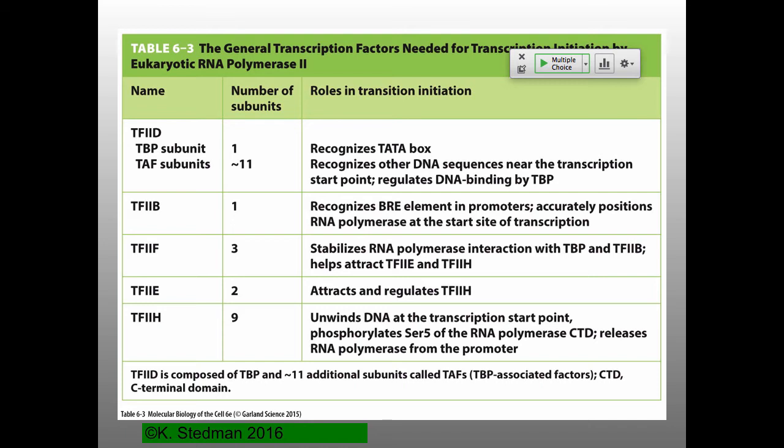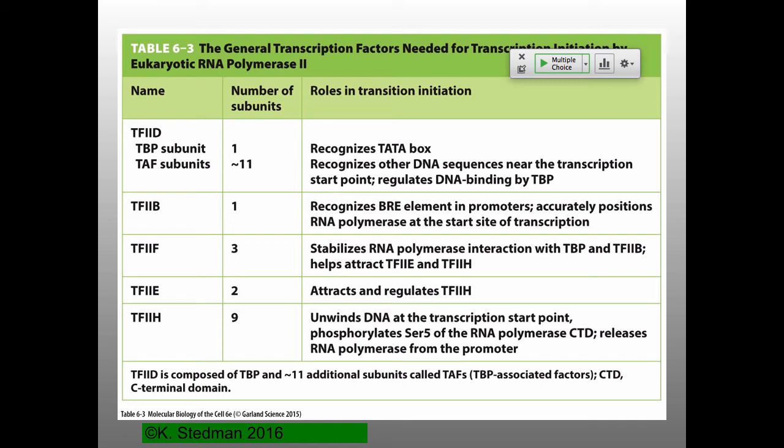So this is basically said again in words, what I just showed on that last slide. TF2D has the TATA binding protein, and then, unfortunately named, TATA binding protein associated factors. Factor is now a protein. So elements and boxes are DNA, factors are proteins. Again, I didn't make up this terminology.